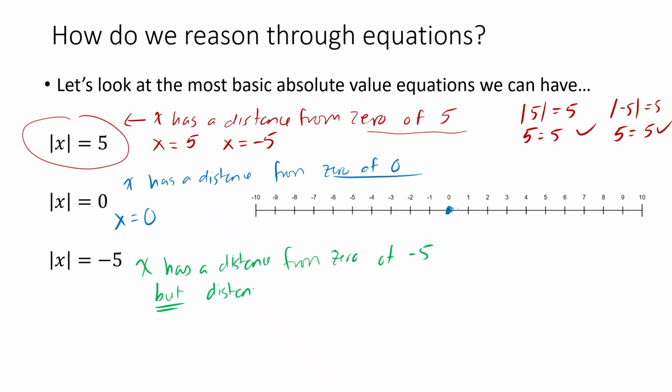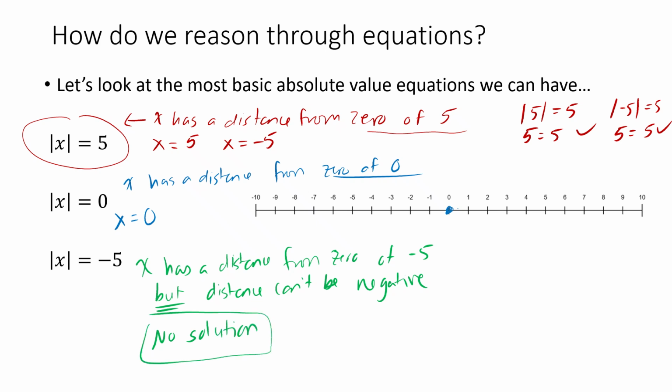Distance can't be negative. Okay. And again, I want you to think back to your fitness watch that tracks your steps. There's nothing you can do during the course of the day that's going to cause your fitness watch to subtract steps from your total. You can't walk a negative distance, and it's like, no, we're just going to get rid of those steps. And so this one, we say there is no solution. There is no value of X that you can plug in and get a -5 out.